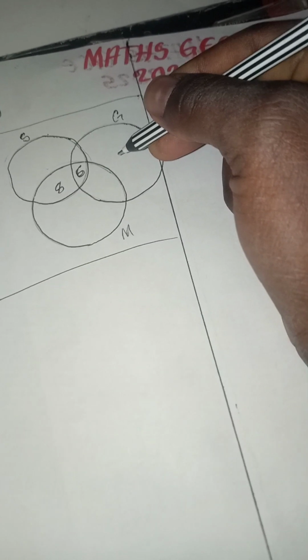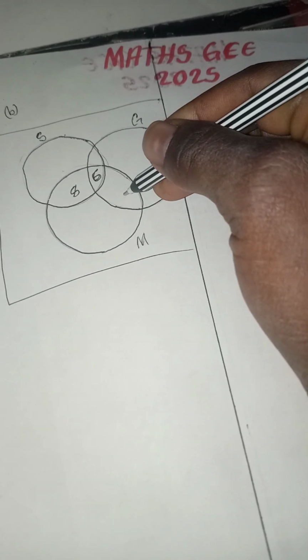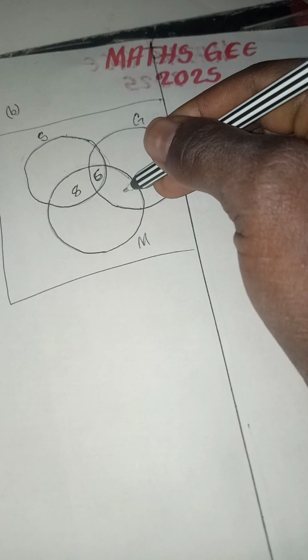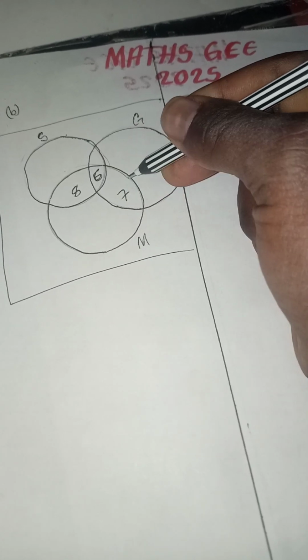We are saying that 13 planted both groundnuts and maize. Where's groundnuts and maize? So 13 planted both groundnuts and maize. So now maize is here. We subtract again from that 13. It's going to give us 7.